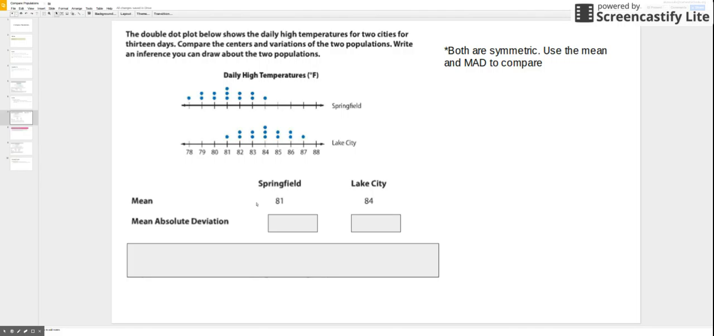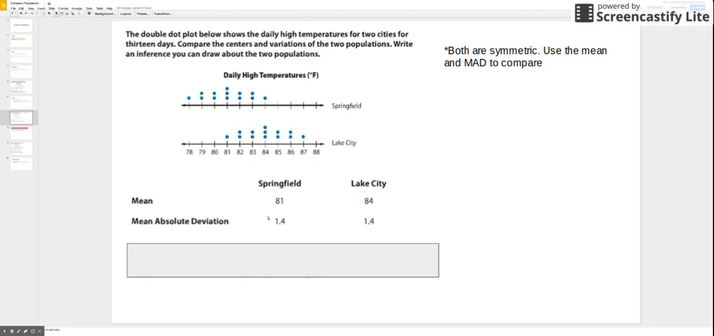From there, you would have to go through all that work that we went through in the last video to find our MAD. In other words, subtract 78 minus 81, get the absolute value. 79 minus 81, get the absolute value. 79 minus 81, get the absolute value. 80, and so on. You just have to keep going through it until you get the MAD. Once you get your MADs, you can compare those two.